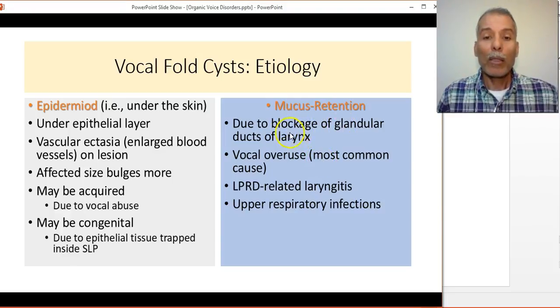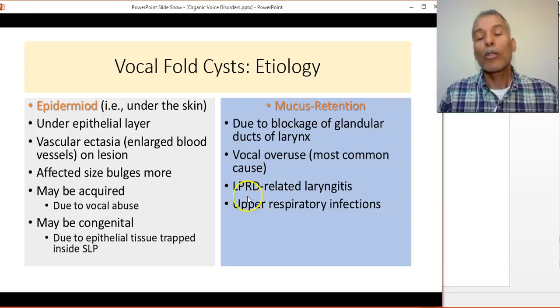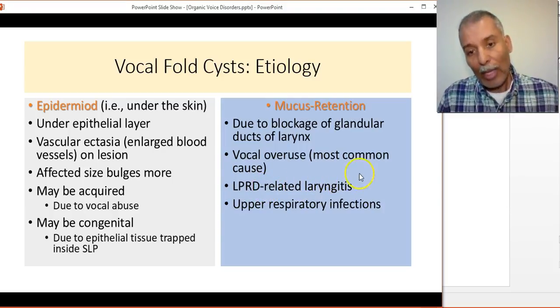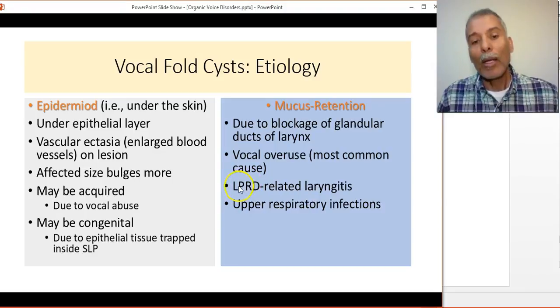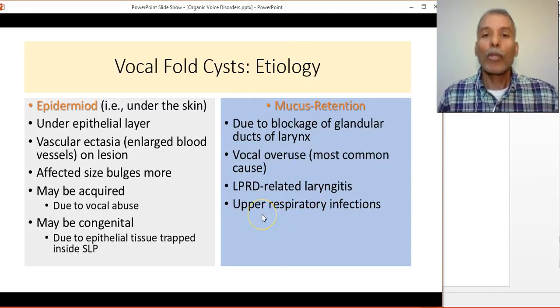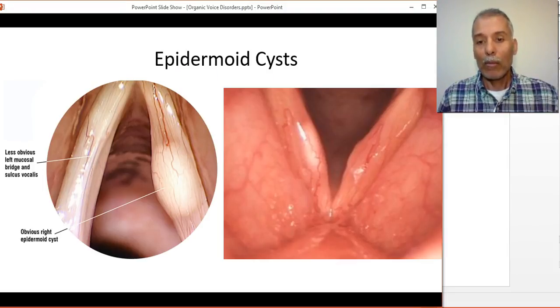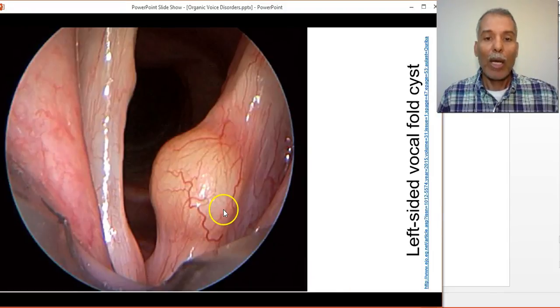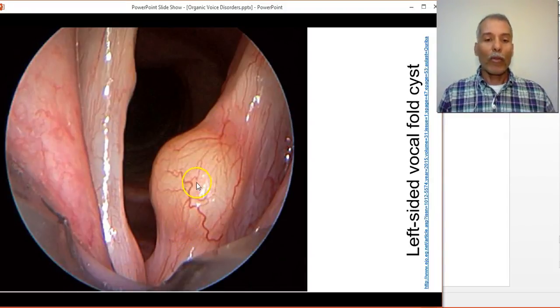These glands might be blocked because of LPRD. I'm sorry, especially because of the laryngitis that is caused by laryngopharyngeal reflux. So if they have laryngitis as a result, they could probably develop a cyst. And upper respiratory infections could also cause a mucus retention, and simply it's a sac filled with fluid, because of the materials that are trapped, and you can see it here, and the typical site is where I told you, the junction between the anterior 1/3 and the middle 1/3 of the vocal folds.